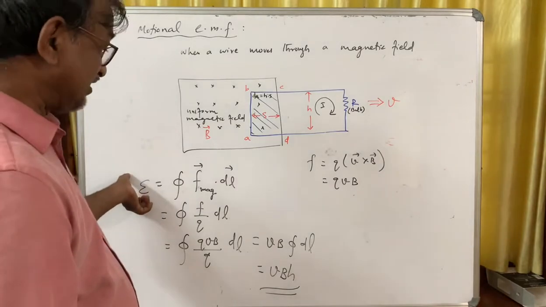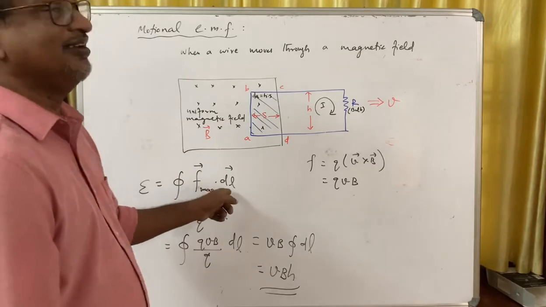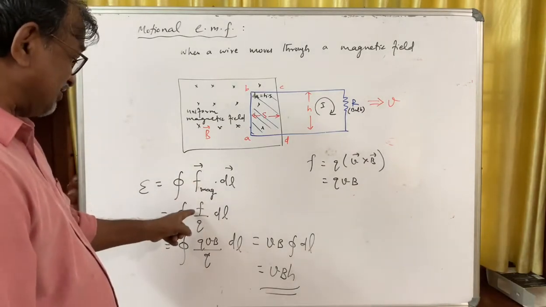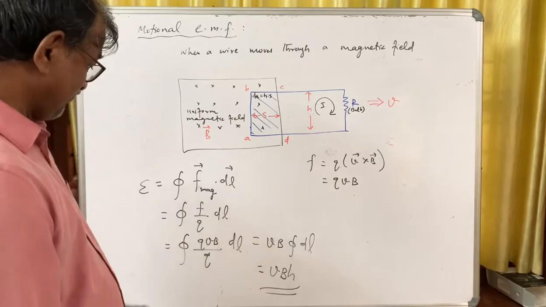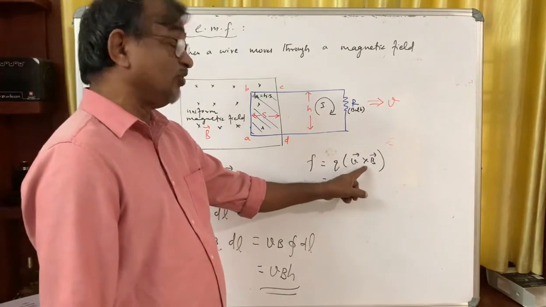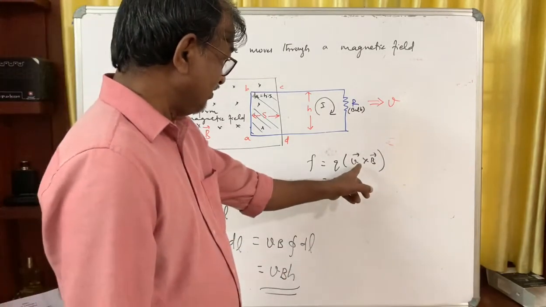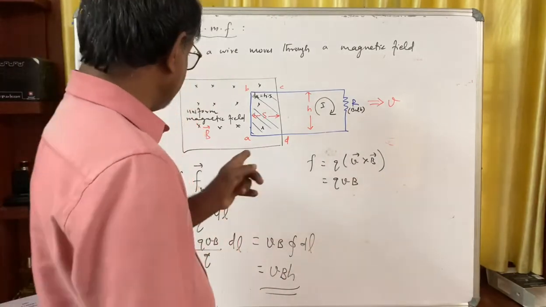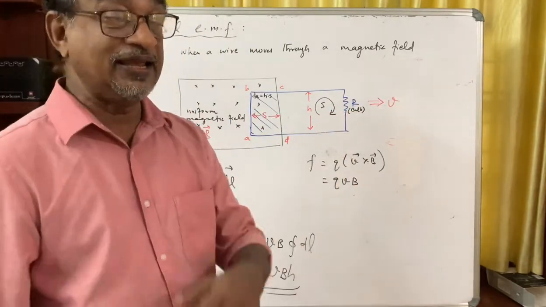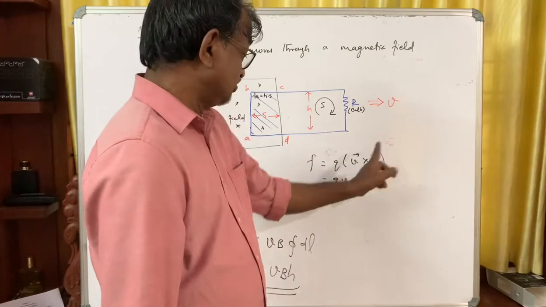So an EMF is generated, and this EMF E is the closed line integral of F magnetic dot dl. So what is F magnetic? F magnetic is F by Q. What is F? F is equal to Q into V cross B, that is the magnetic Lorentz force. These two are perpendicular to each other. B is in this direction, V is in this direction, so the angle between V and B is 90 degrees. So this is QVB sin 90, which equals QVB.